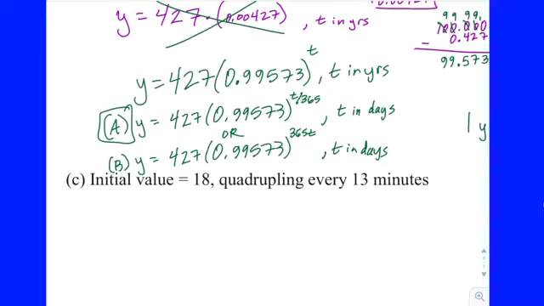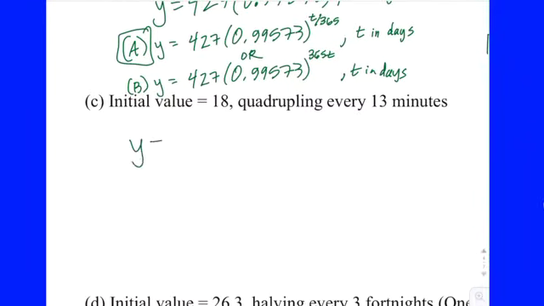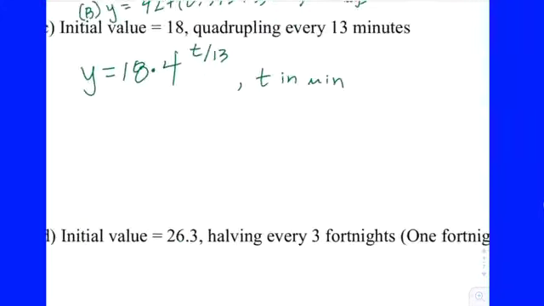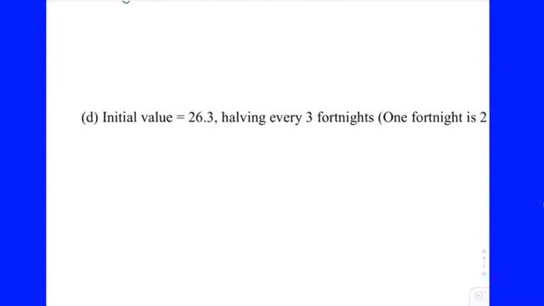Part C and D, this one should be a little bit faster because of what we just did in the warm-up. So let's go ahead and do it. The initial value is 18, so we put 18. Again, if it's quadrupling, that's the growth factor. What's the base going to be? Also 4. And then the easiest version of the exponent would be t divided by what? 13. And we'll just say t is in minutes. Good. There we go. Pretty easy. I'm not going to do another version of that. 13 minutes is not a really nice number. Okay, part D. Go ahead and do that one.